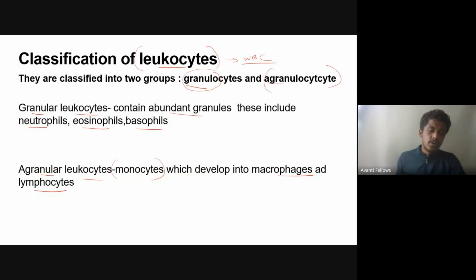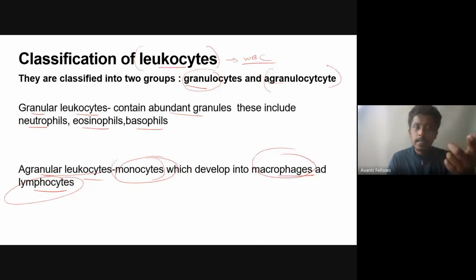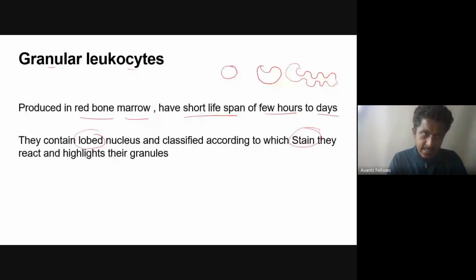If a question is asked what cells come under agranular leukocytes, you have to tell monocytes, macrophages, and lymphocytes. We will talk about monocytes, macrophages, and lymphocytes today. Yesterday, we talked about the granular leukocytes and their characteristics. Let's take a small look at it. Granular leukocytes, which include basophils, eosinophils, and neutrophils, have a very short lifespan. They can last from a few hours to a few days.